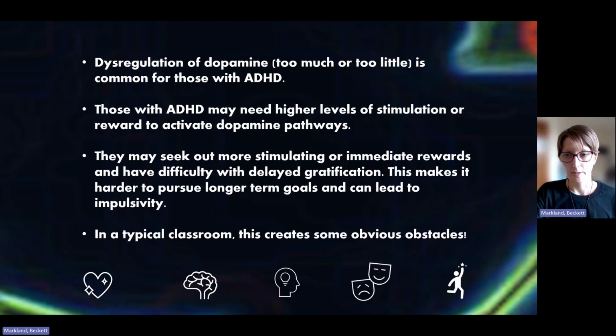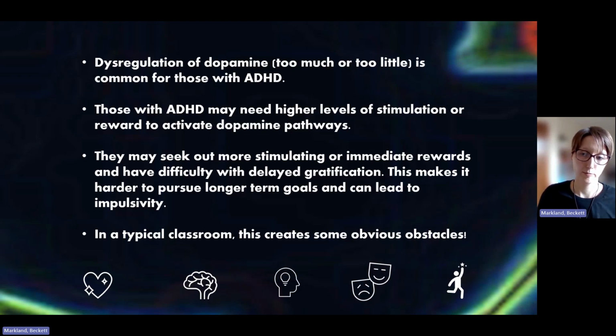And dysregulation of dopamine is thought to be quite common in those with ADHD. In particular, there may be lower levels of dopamine in certain areas of the brain. And some studies suggest that individuals with ADHD may have altered sensitivity in their brain's reward system, meaning they might need higher levels of stimulation or reward to activate their dopamine pathways, which may contribute to them seeking out more stimulating or immediate rewards, and difficulty with delayed gratification. Now, this can make it harder to pursue longer-term goals and can lead to greater impulsivity.